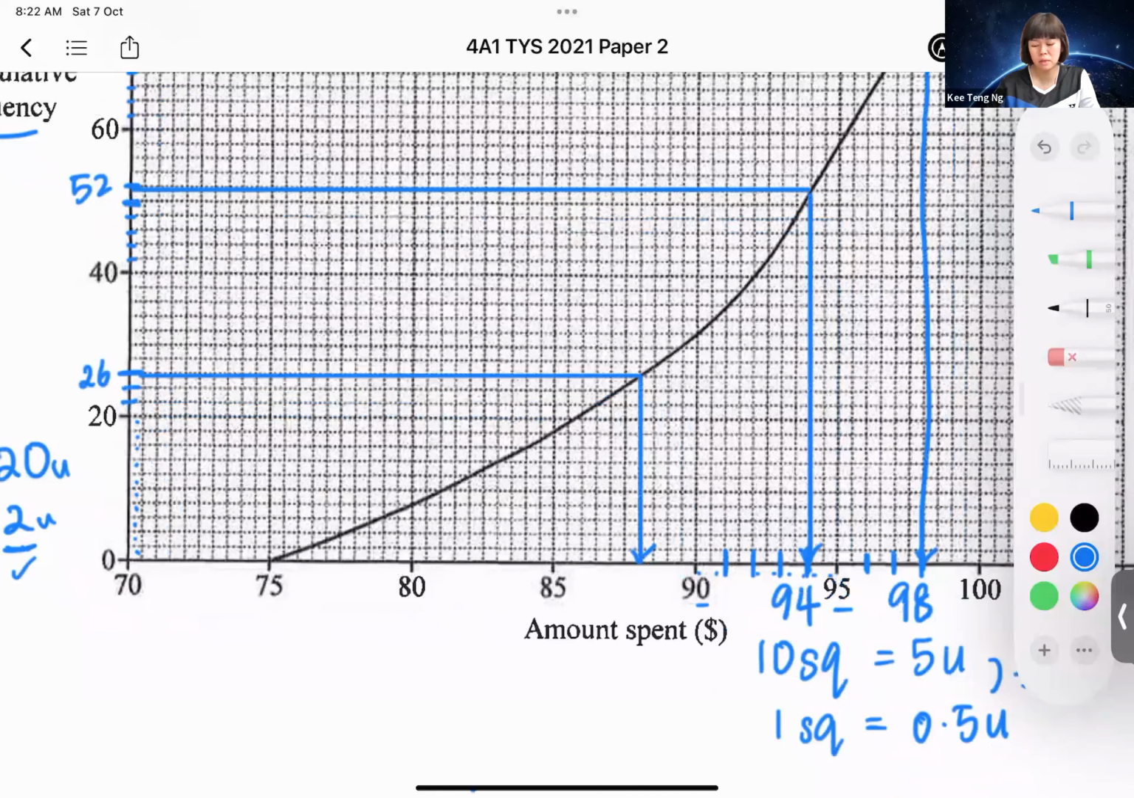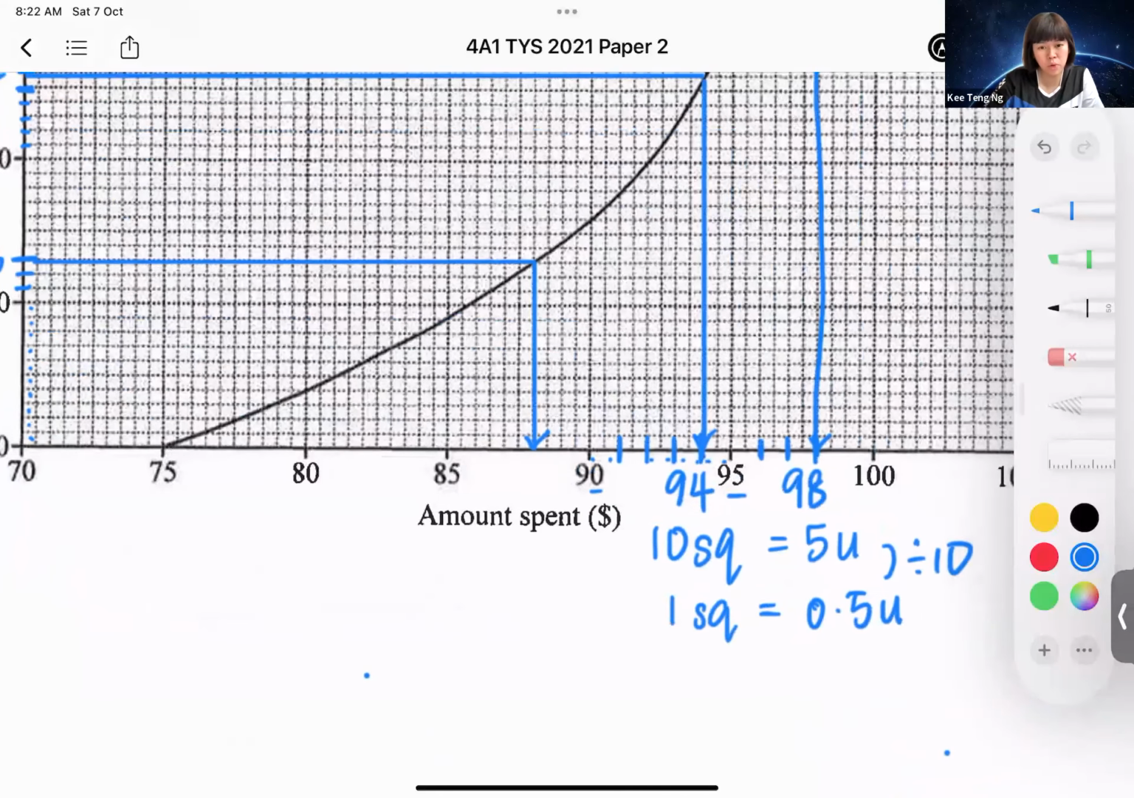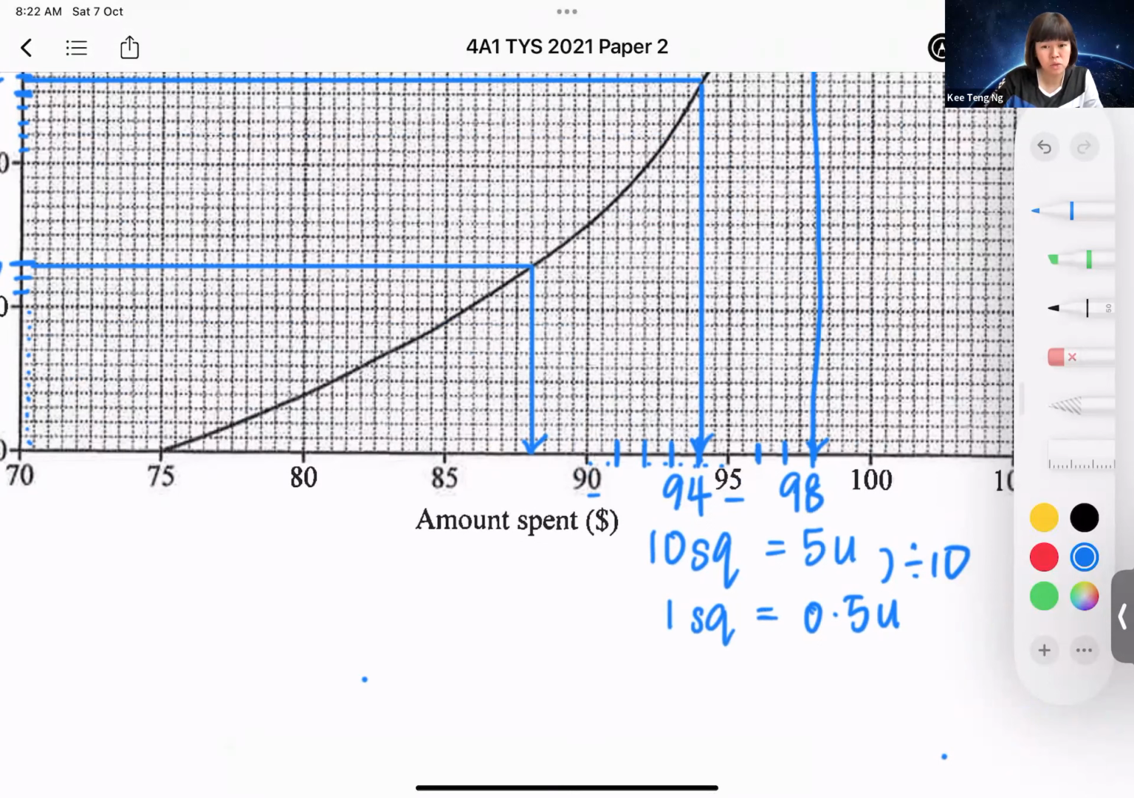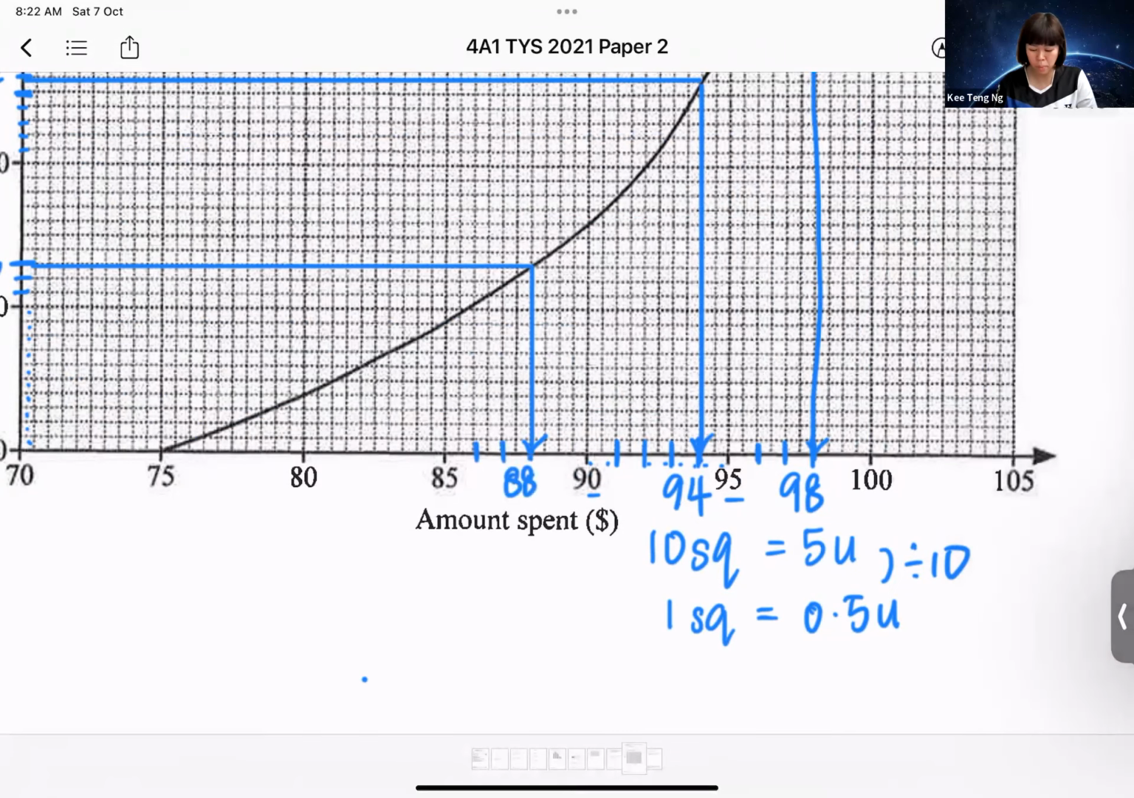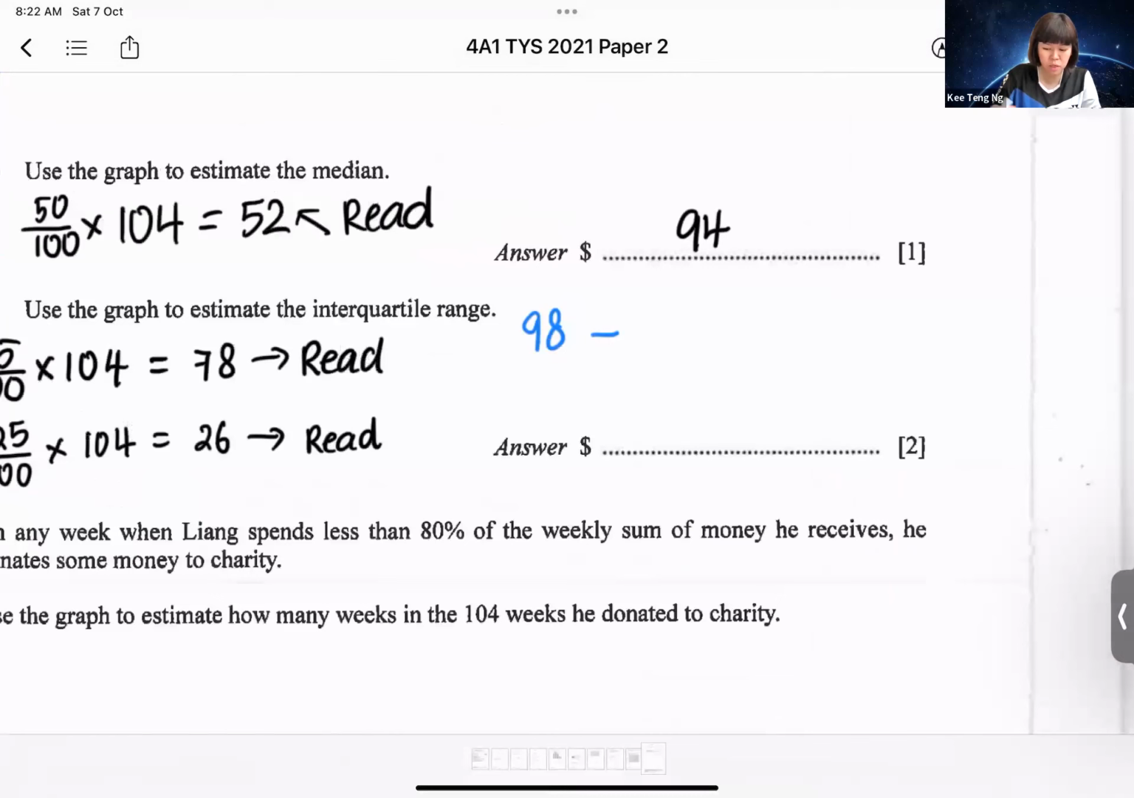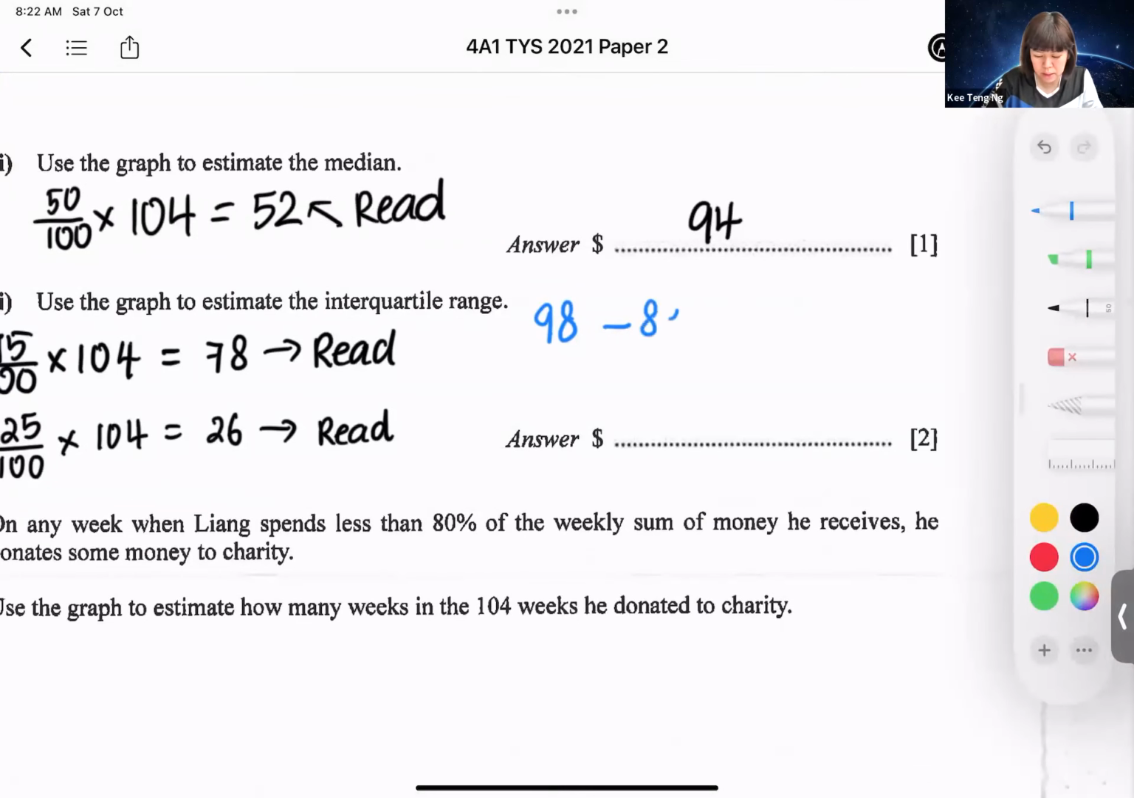Then here it can be seen 1 square is 0.5 of a unit. So you need 2 squares to be 1 unit. So 2 squares will be 85, 86, 87, 88. So I got the number 88 over here. Let me go back and subtract from my interquartile range. So the interquartile range will be 98 minus 88. That will give me the value 10.